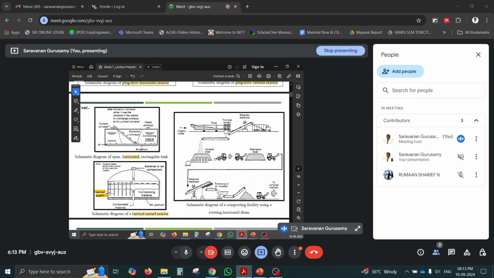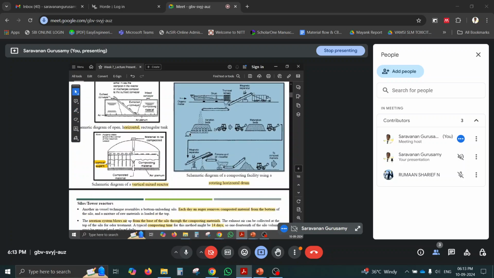Trommel screen is nothing but a drum having pores. So if you are feeding the compost, based on the size it will fall down. So if it is less than 4 mm, it will pass out. Whatever is greater than 4 mm will be passing through the other end of the trommel screen. I will show you some of the photos of the trommel screen in the upcoming slides. So this is one type of rotating horizontal drum type reactor.